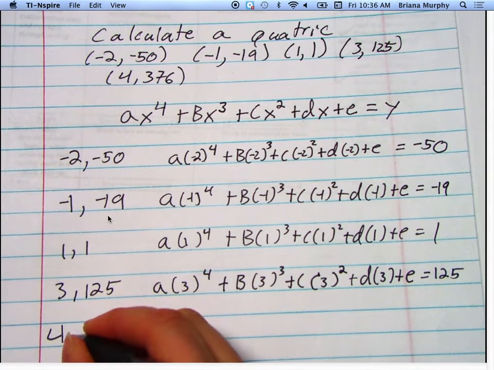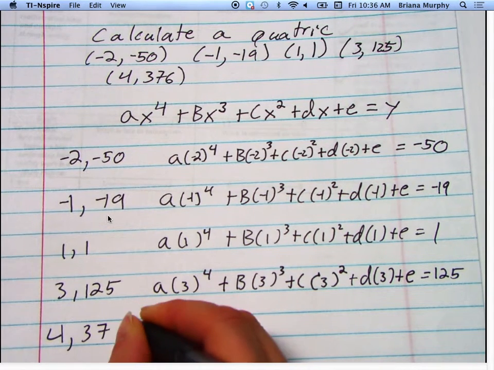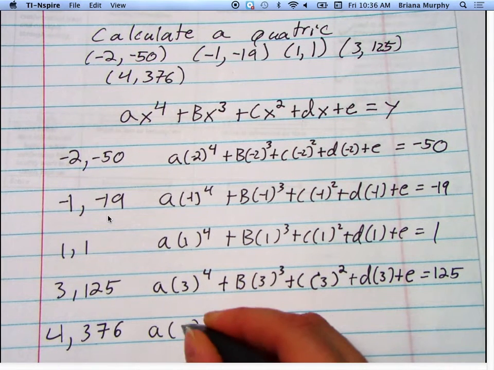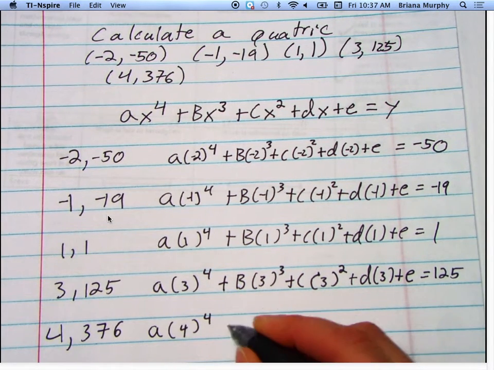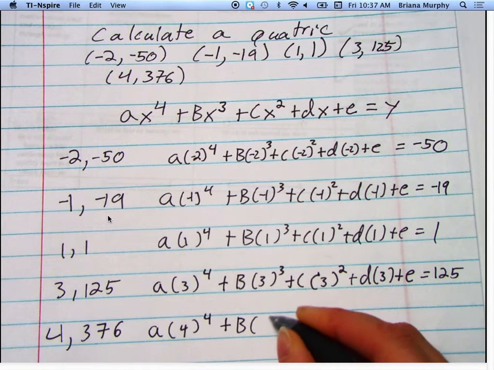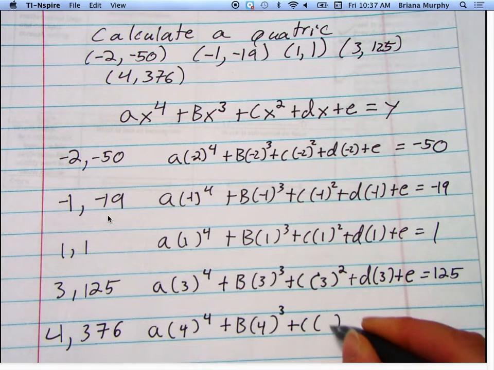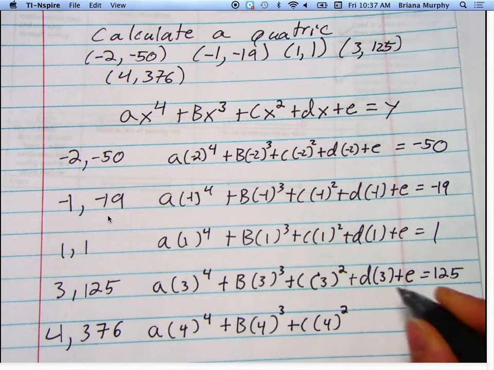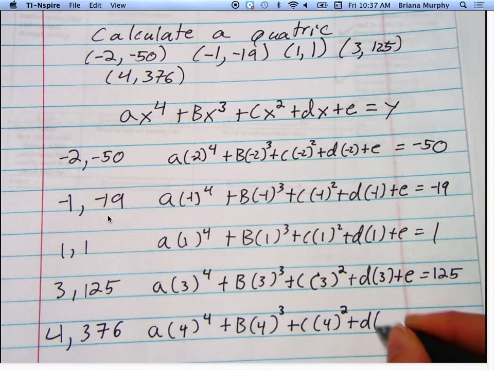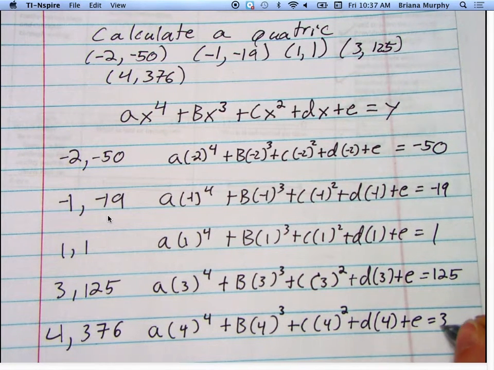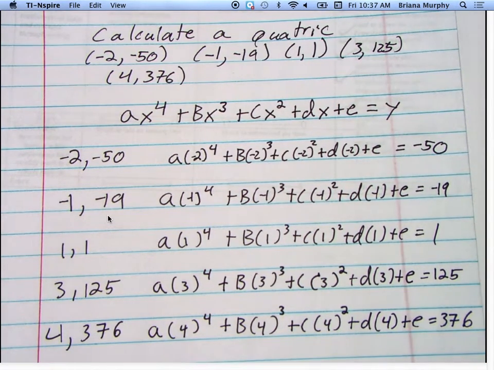Last one. 4, 376. So a times 4 to the 4th plus b times 4 to the 3rd plus c times 4 squared plus d times 4 plus e equals 376. Good?